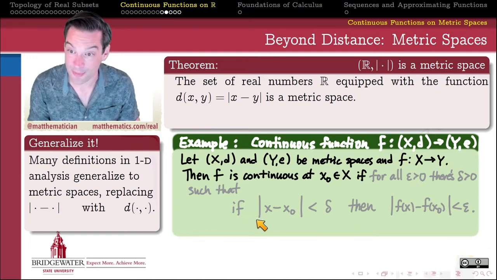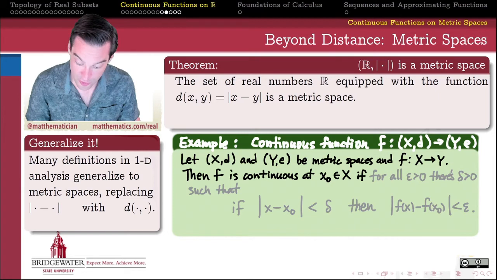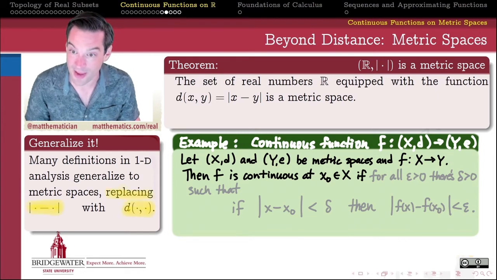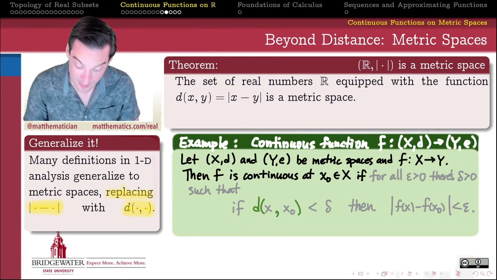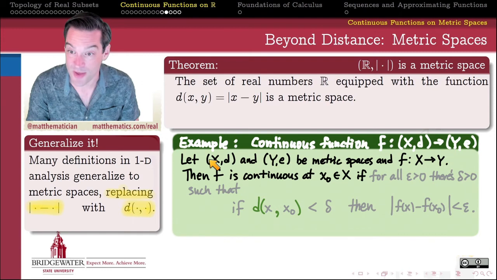So here I have the absolute value of x minus x naught being controlled less than delta. What I want instead is I want the distance measured by a metric between x and x naught to be less than delta. And I'm using the metric that came from the metric space x because that's where the points x naught and x came from. So I'm using the d metric to measure this distance.